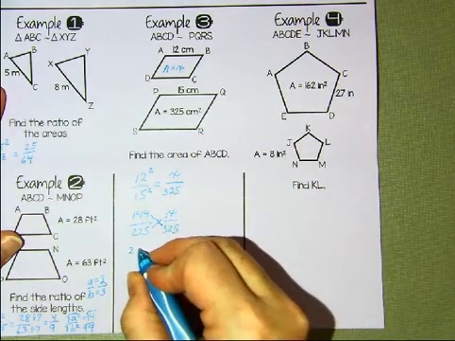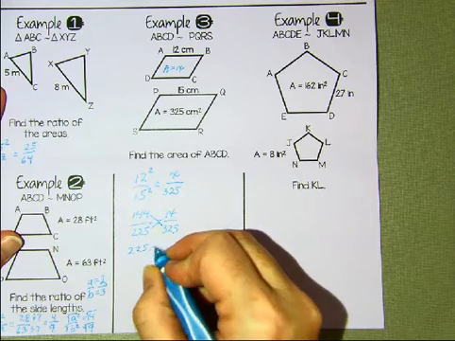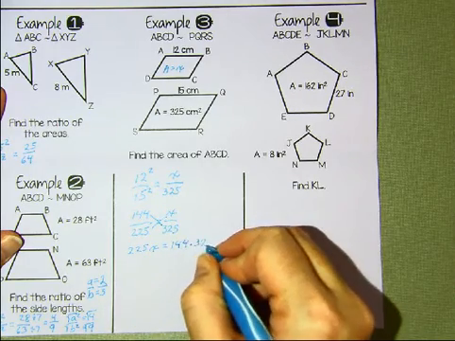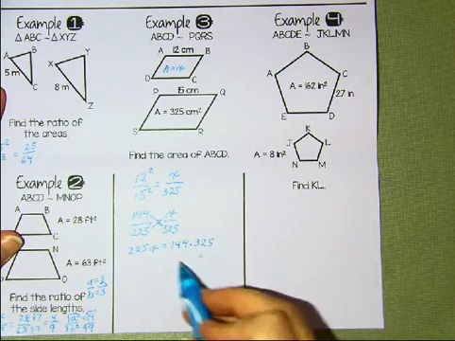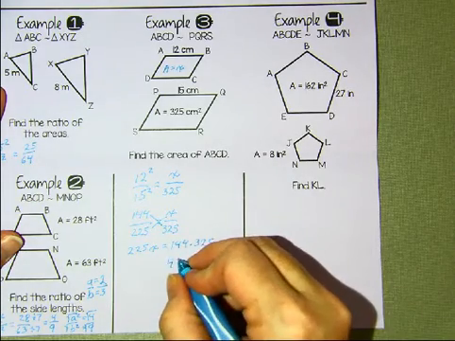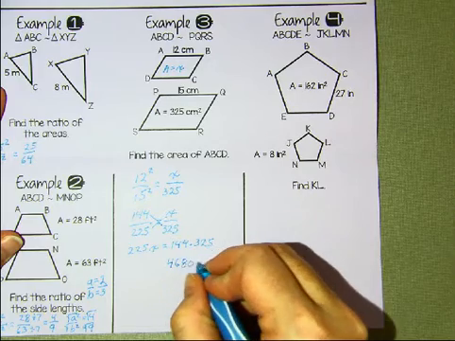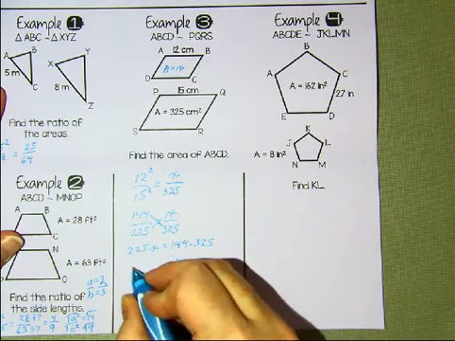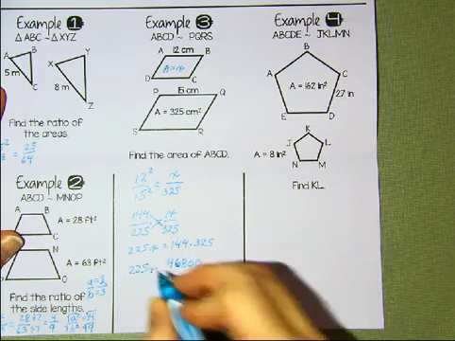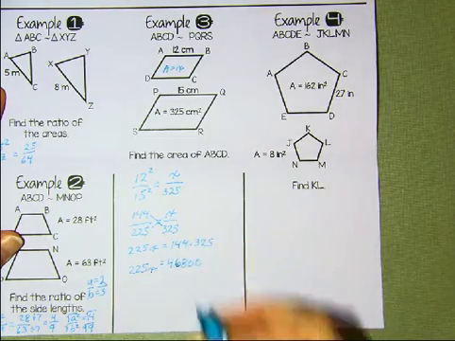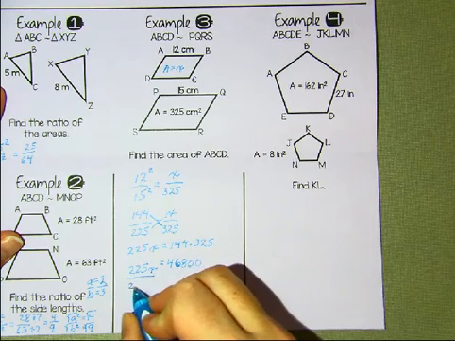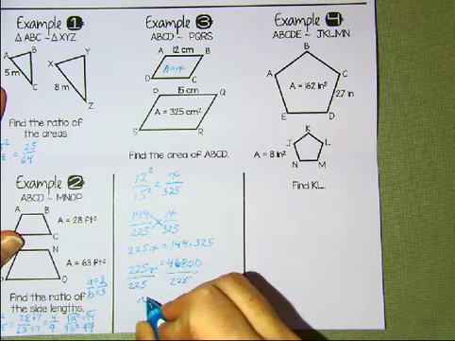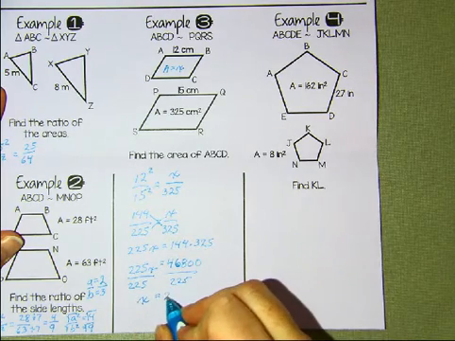We get 225x equals 144 times 325. So I'm going to simplify the right. This is 46,800. On the left, we still have 225x. So then from here, we're going to divide by 225. And we get x equals 208.